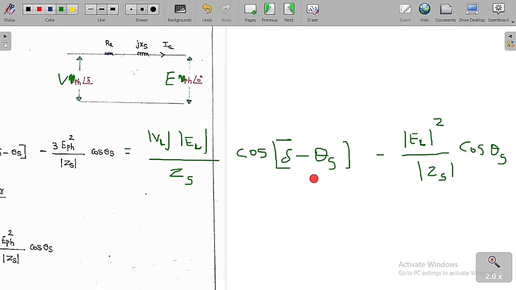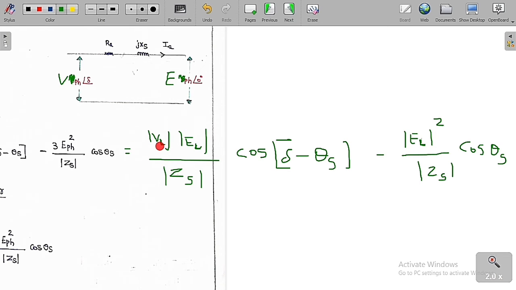This derivation I have already told you, which is mod of EL into mod of EL by mod of ZS into cos of delta minus theta s minus mod of EL whole square by mod of ZS into cos theta s.